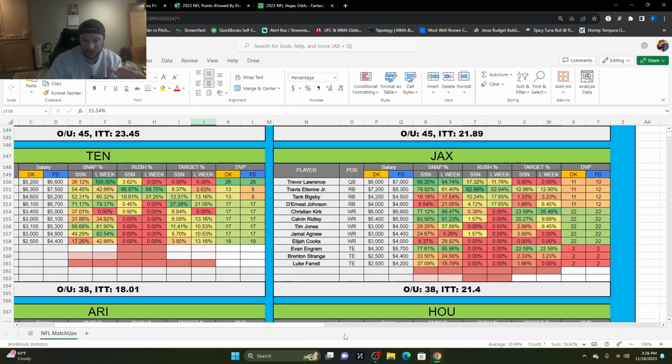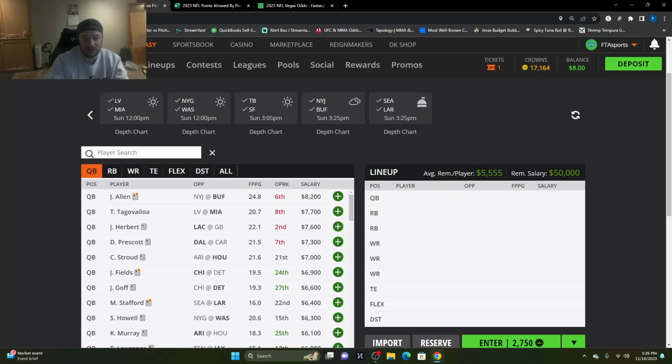I would look at Jacksonville. I would look at Trevor Lawrence. I would look at Etienne Jr. I would look at Calvin Ridley. Christian Kirk. Obviously, Zay Jones was arrested, so I haven't seen. Let's see.